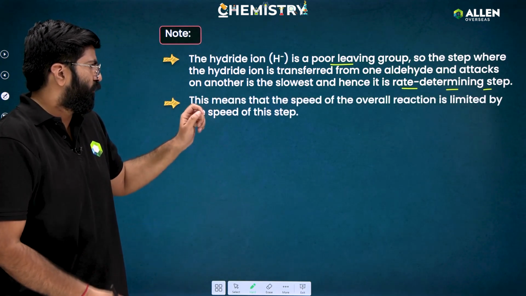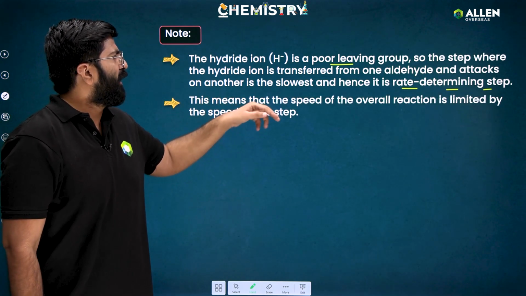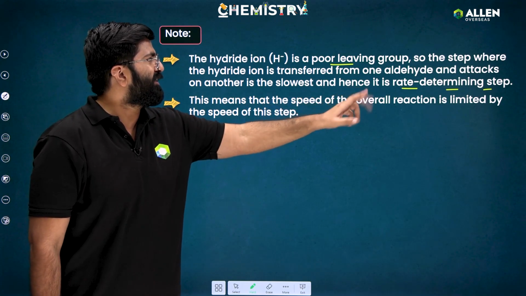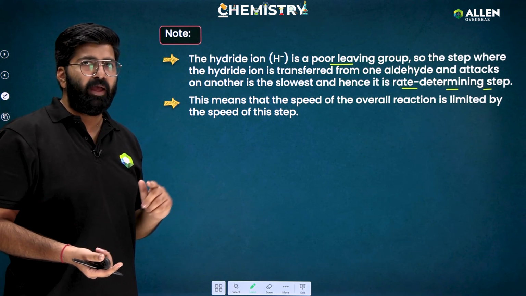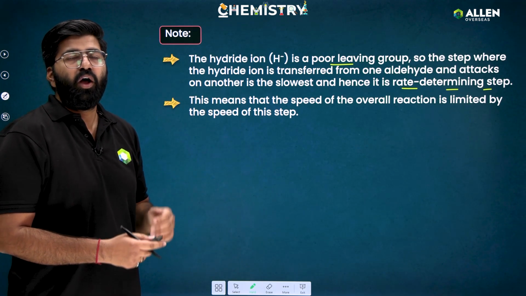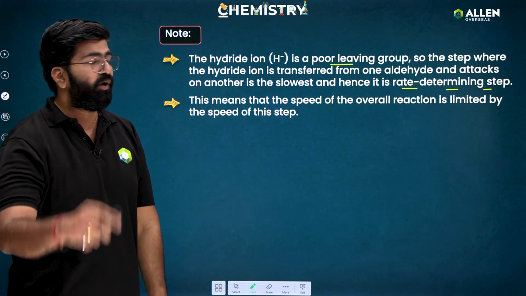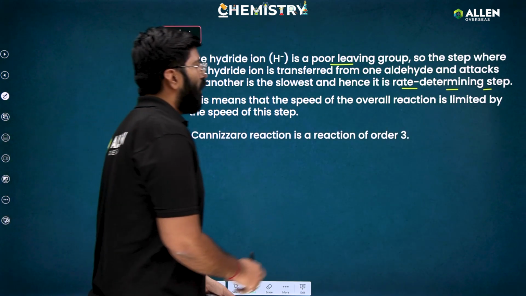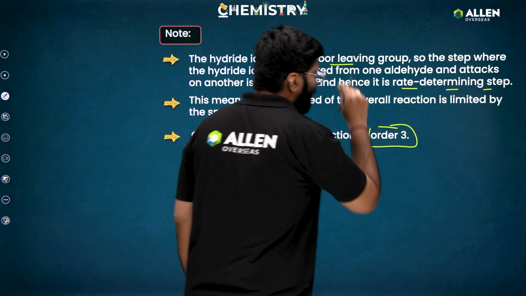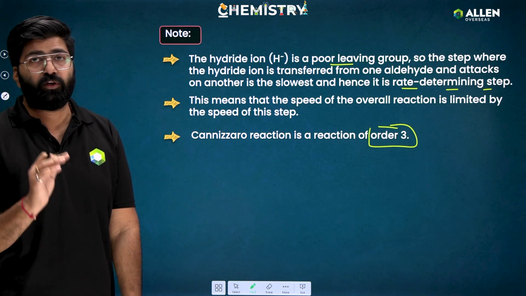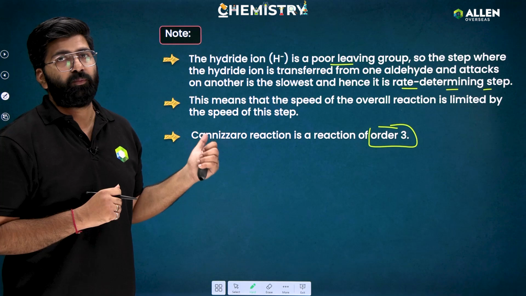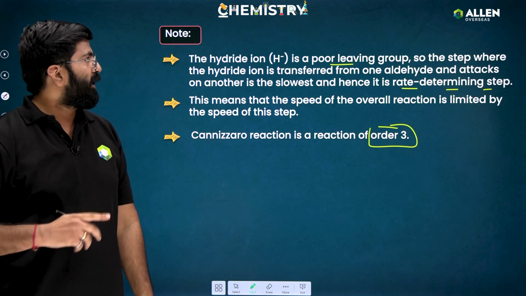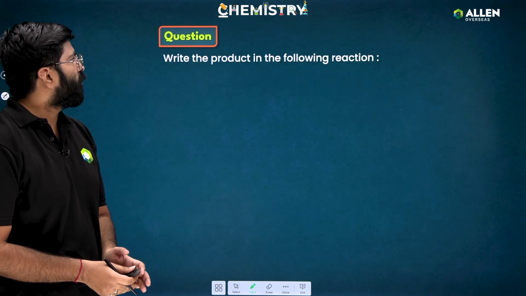So we can also write one more point, which says that the speed of the overall reaction is limited by the speed of this step, the rate determining step. Based on this, we can find the order of the Cannizzaro reaction, and the order of the Cannizzaro reaction is order 3. These 3 points are very important, so keep them in mind, because many times questions are asked directly from this. Now once we know this, we can jump to this question.